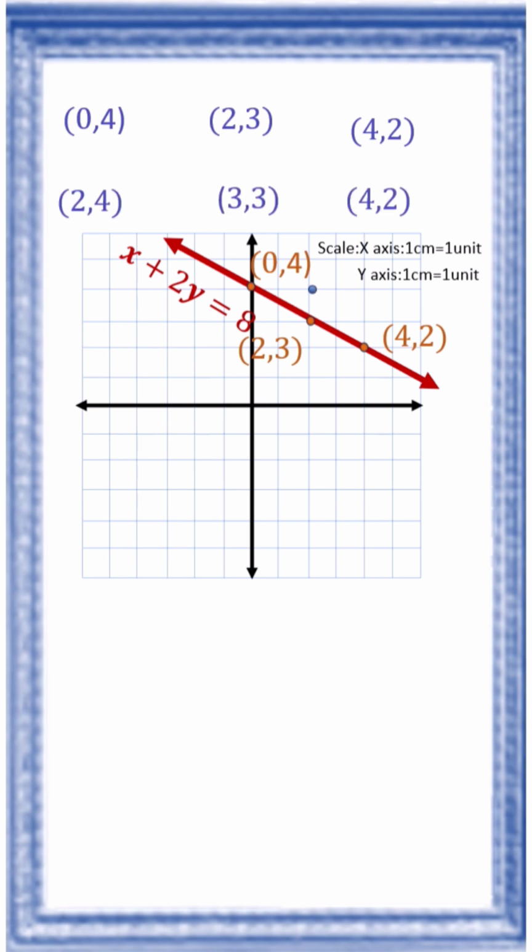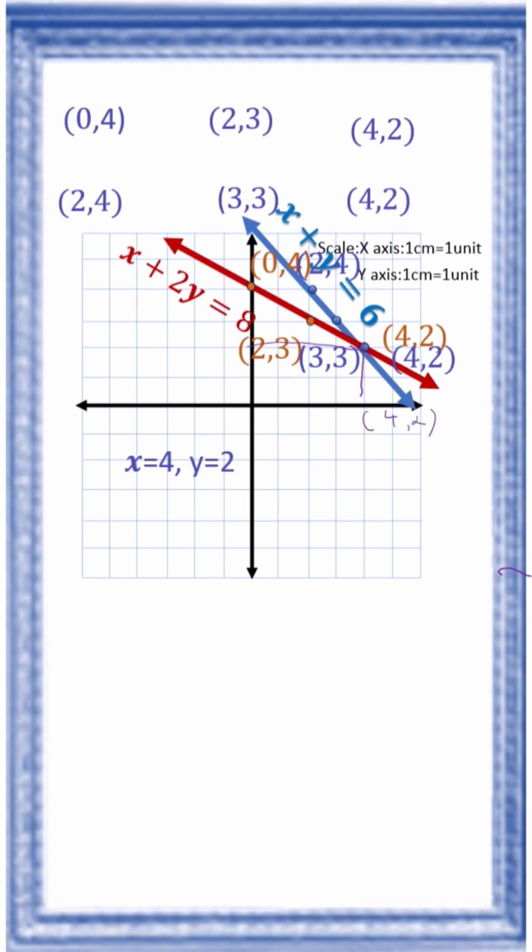Now plot these points on the same graph paper. Join these points with a straight line which represents the equation x plus y is equal to 6. These 2 lines intersect at 4, 2. So x is equal to 4, y is equal to 2.